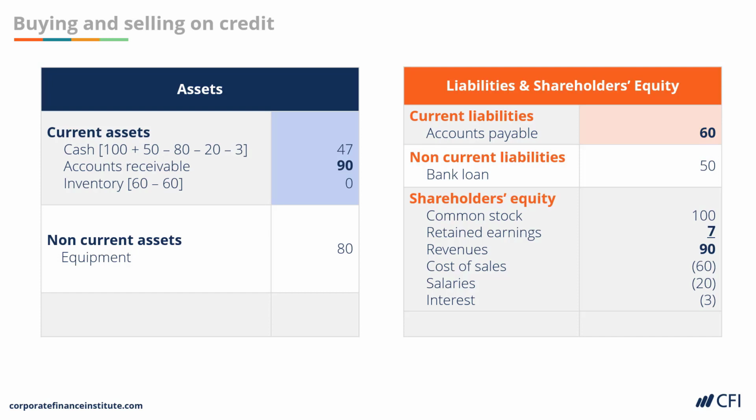Since this expense is recorded under accounts payable, cash is not reduced by 60, as it would have been with a cash purchase. Accounts payable is typically classified under current liabilities as it is expected to be paid within 1 year's time. After making all these adjustments, we see that, as always, the balance sheet continues to balance.